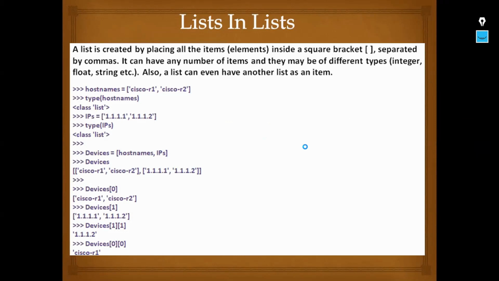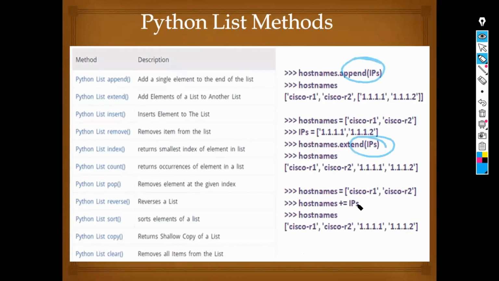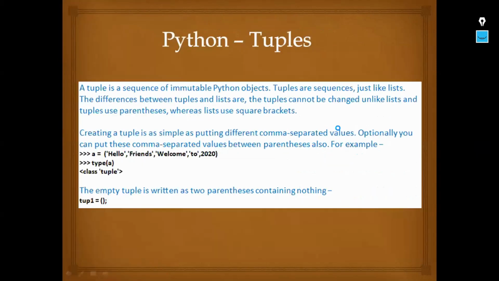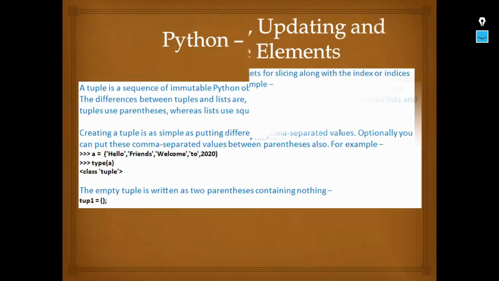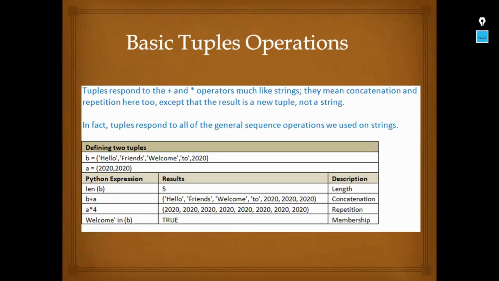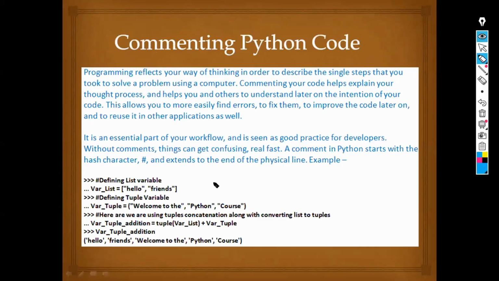After that, we covered the Python list methods. Here we talked about append, and about extend also. We also talked about this sign and how it is represented, and I hope you have questions on that. Tuples we checked too. We don't have much to do with tuples. Tuples have some basic operations which we can perform.